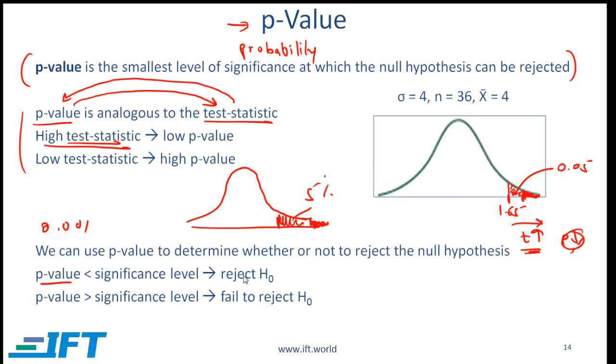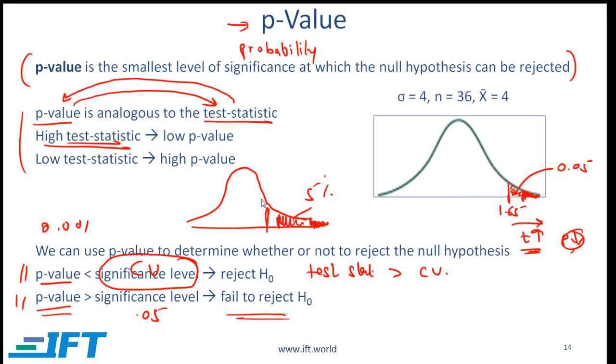That is analogous to saying that your test statistic is greater than the critical value, because the significance level is essentially your critical value. So there is a one-to-one relationship between the significance level and the critical value, and there is a one-to-one relationship between the p-value and the test statistic. So you can try this out with some numbers on your own and you can practice some questions, but this relationship should become obvious. And if your p-value is greater than the significance level, so if the significance level is 0.05 and your p-value, for example, is 0.06, then you fail to reject the null hypothesis.